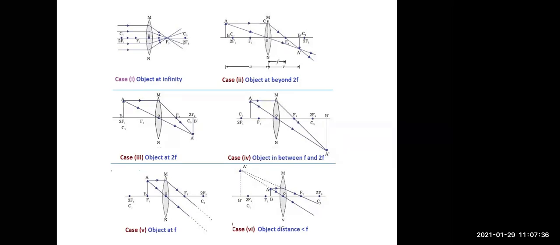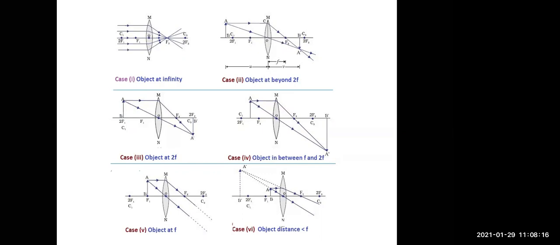Now you can also note one thing: for convex lenses, if you are getting the image on the same side as the object, then it is a virtual image. And if you are getting the image on the other side of the lens, then it is a real image. So these are all the 6 cases which are shown in your textbook, and with the help of these diagrams, I think it will be easier for you to understand how point images and larger images are formed, and how real and how inverted.